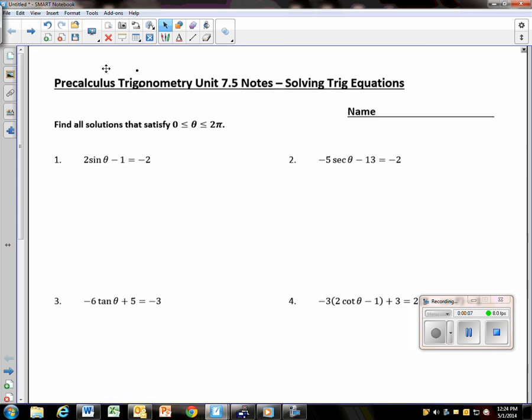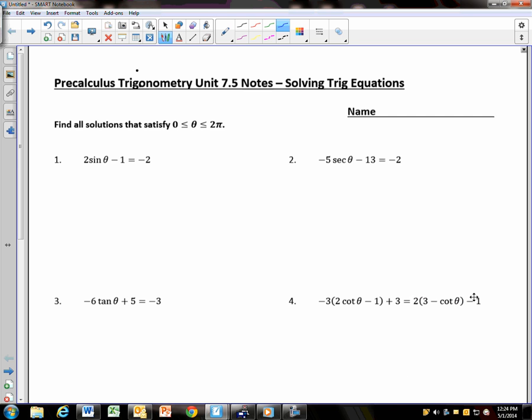Okay, so today will probably connect with you pretty well because a lot of people like these kinds of problems. They like 2 times x minus 1 equals negative 2. And that's what we're doing here with a little bit of trig involved. We'll take our time with the first example.